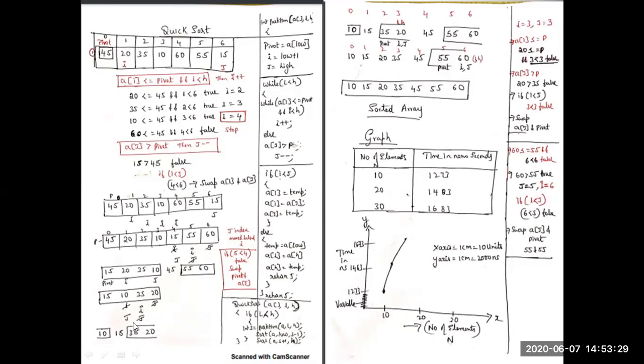That's it. Right subarray. Here this is your pivot element, and I is what? Low plus 1. J is equal to what? High. Okay.